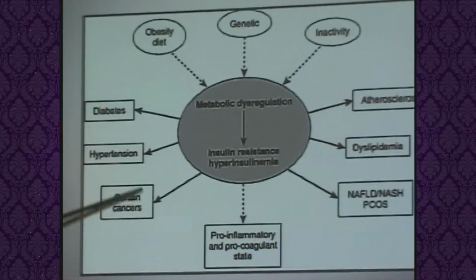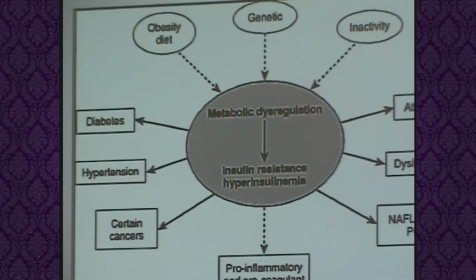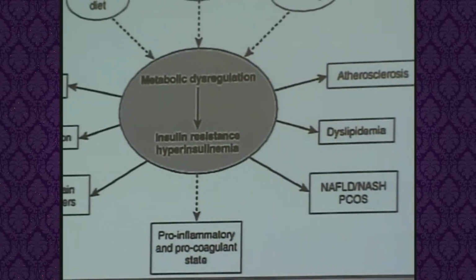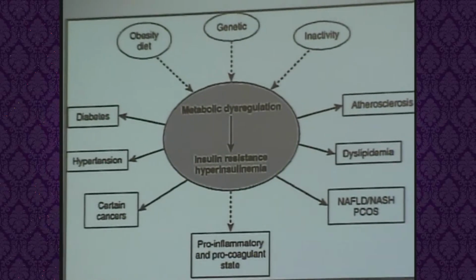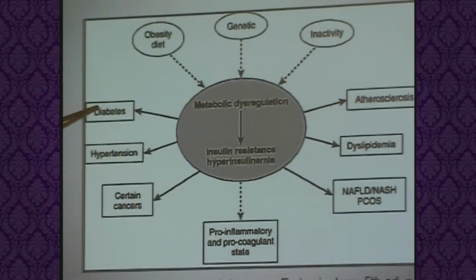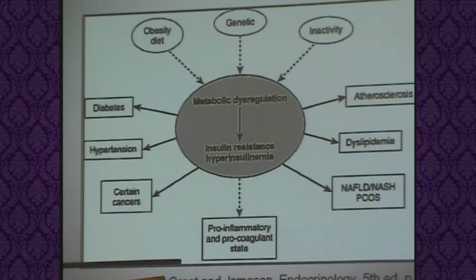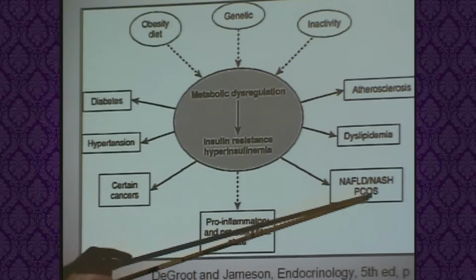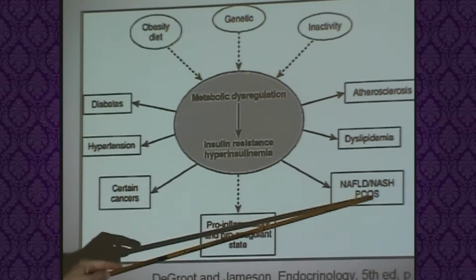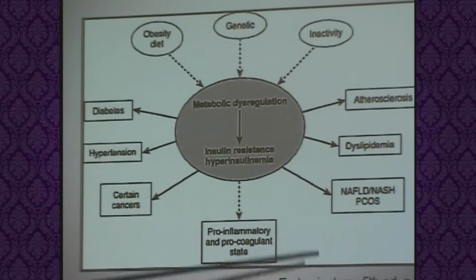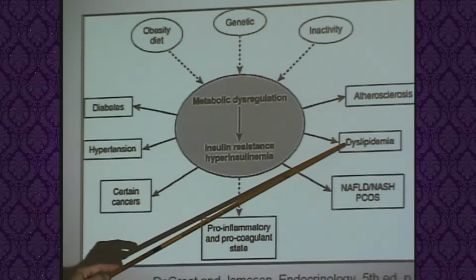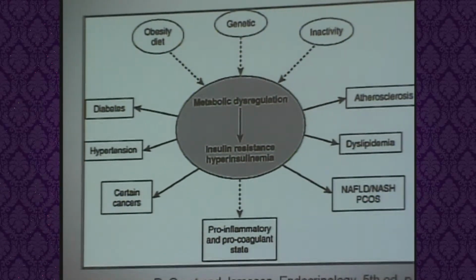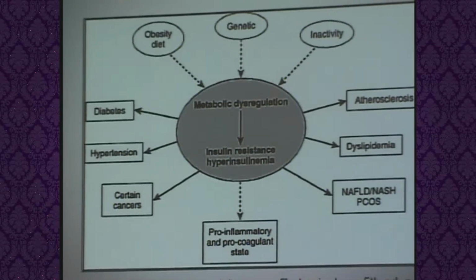All the readouts of the metabolic syndrome that have been collected and associated in this symptom complex over the past 30 years are listed in these white boxes. Diabetes is one, hypertension, here's non-alcoholic fatty liver disease or non-alcoholic steatohepatitis. Here's a recently discovered one, polycystic ovary syndrome. Certainly dyslipidemia, very common, and atherosclerosis. Certain cancers and pro-inflammatory states are also associated.